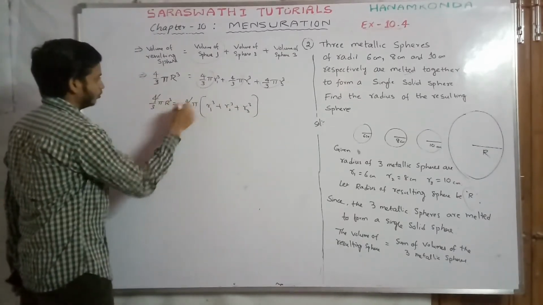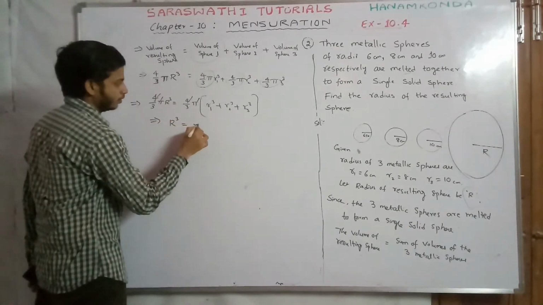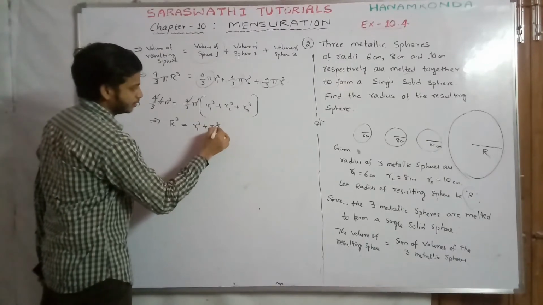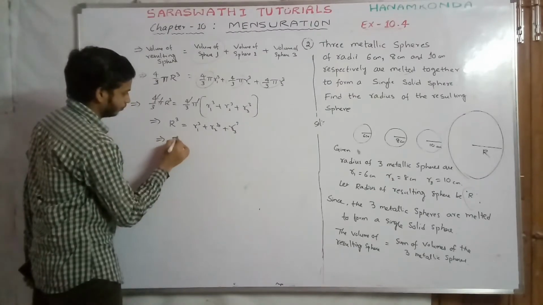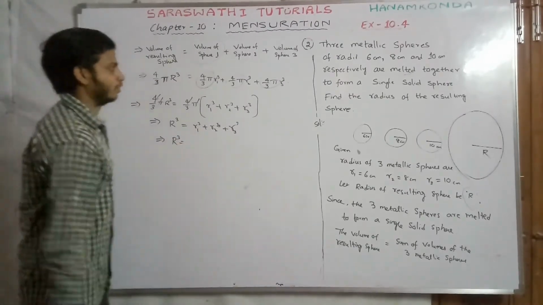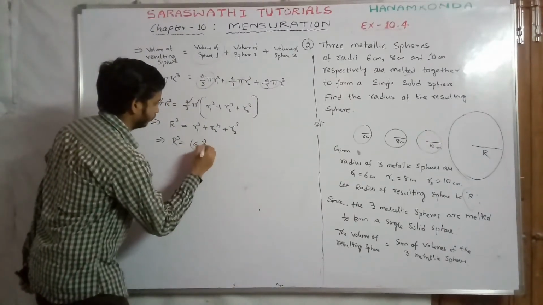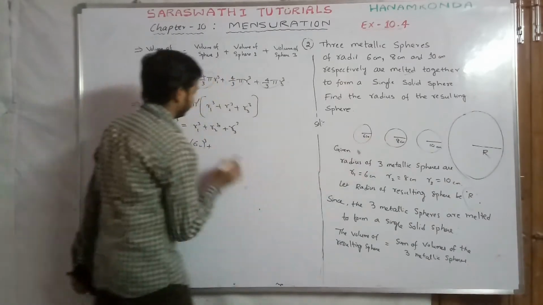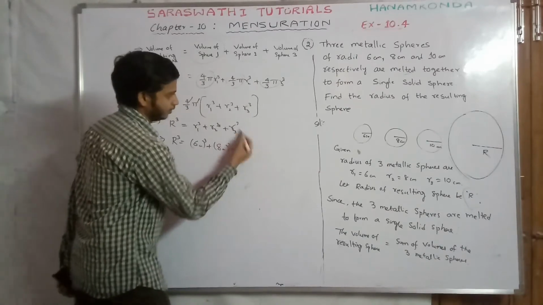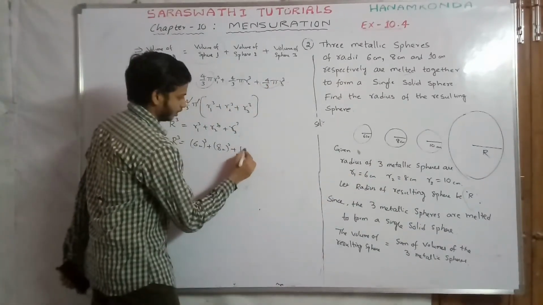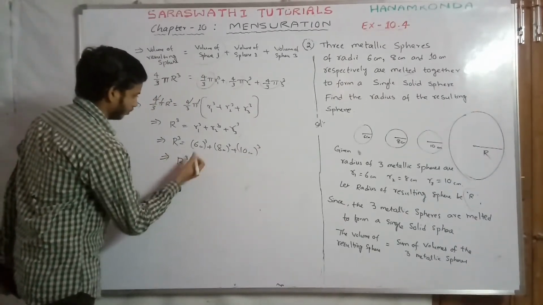Okay, so 4 by 3 gets cancelled, pi gets cancelled, so it implies that R cube equals r1 cube plus r2 cube plus r3 cube. The radius of the first sphere is 6 centimeters, so 6 centimeters whole cube, plus 8 centimeters whole cube for the second sphere, plus 10 centimeters whole cube for the third sphere.